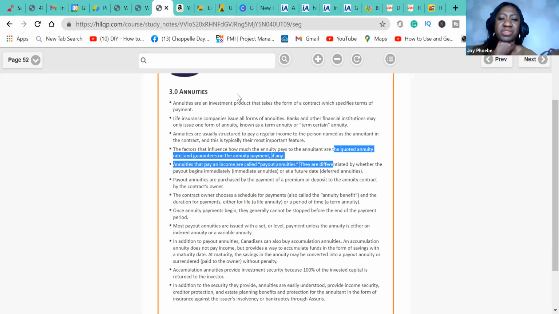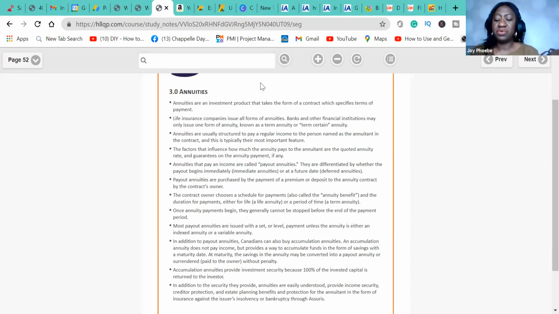All right, so we will be continuing our class. This is chapter 3 of the segregated funds textbook, and we are moving on to annuities. If you recollect, in chapter 1 we covered both segregated funds and annuities, and in chapter 2 the focus was on segregated funds and all their features. Now in chapter 3, we will be looking at annuities.